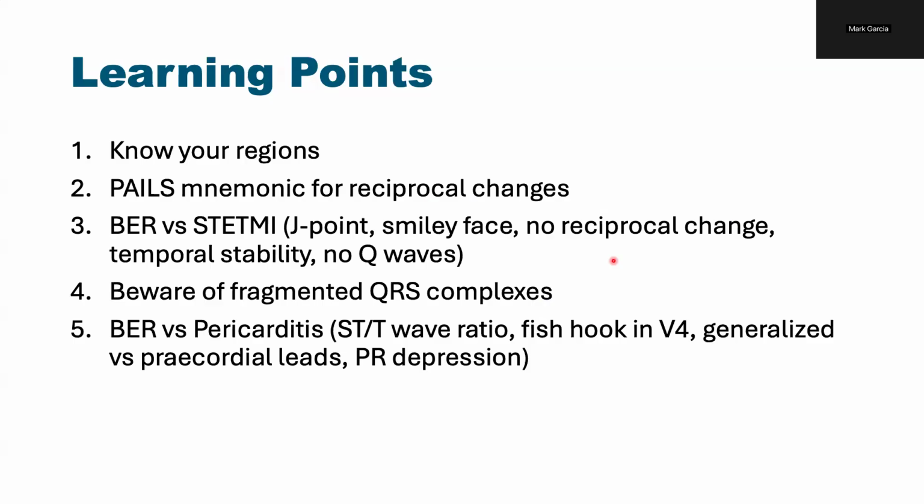Also be aware, if you're looking for that notch at the J point, be sure to tell the difference between a notch and fragmented QRSs. And then our fifth point is to know the difference between BER and pericarditis. So look for the ST to T wave ratio, look for the fishhook, look for the generalized versus precordial leads, and look for some PR depression.